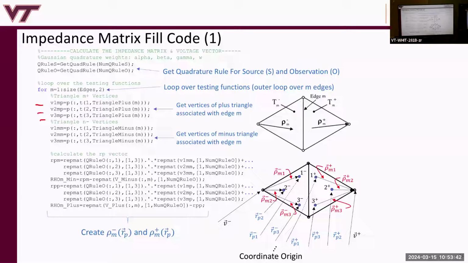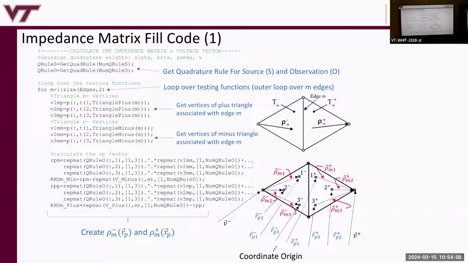The 3 vertices there, and the 3 vertices of the minus triangle, right? So we tell it what edge we're working on, which is edge M, and we use the triangle minus vector. We tell it which edge it is. It tells us what the triangle number is associated with that edge. It'll tell us what triangle number this is. Say it's 3 and this is 2, right? And do the same thing for the plus.